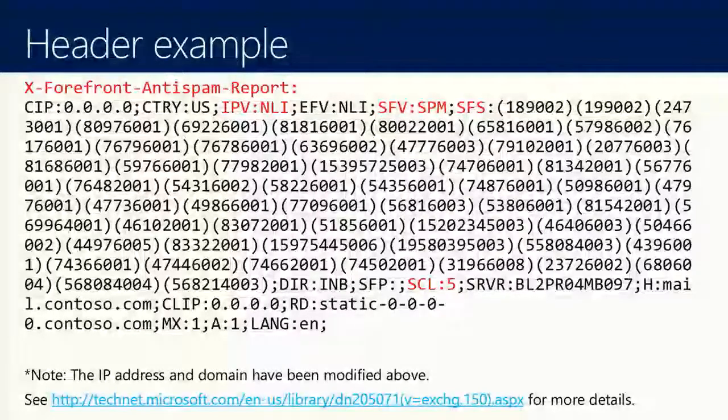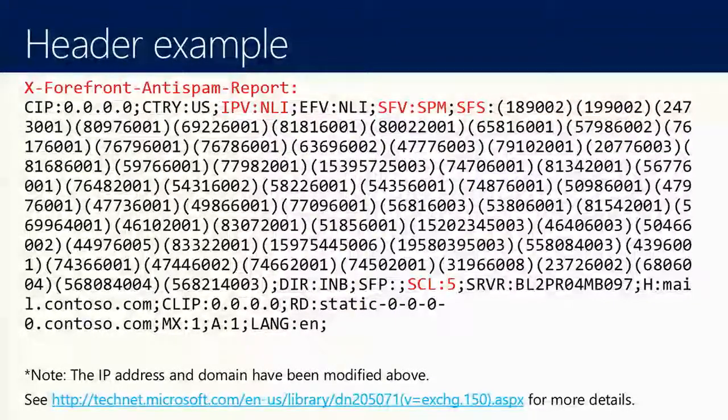And then finally, at the very bottom in red, I have the SCL. So here we had an SCL of 5. When you're doing troubleshooting and trying to figure out why a message was marked as spam or why it wasn't, that's also a really good place to look. If a message was safe listed somewhere, you'll see an SCL of -1. So if a message got through, maybe it was safe listed accidentally either by IP or by domain.